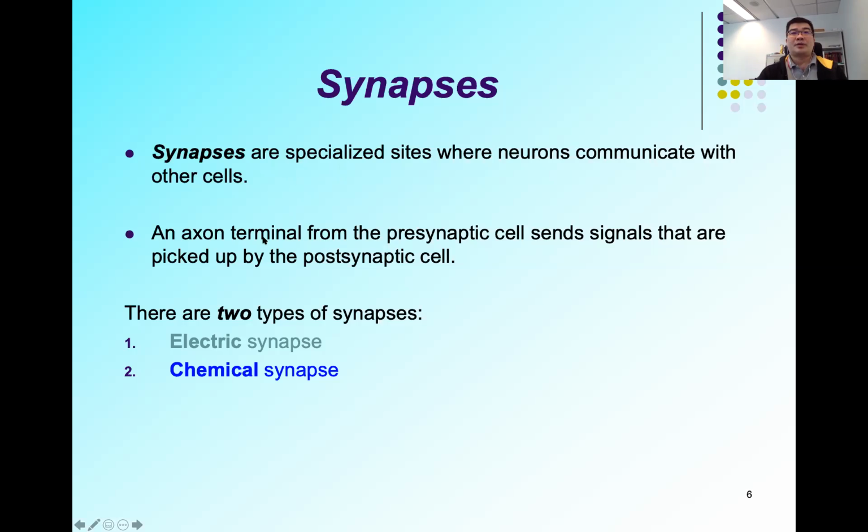Now, there's an axon terminal from the presynaptic cell, which will send the signals that are picked up by the postsynaptic cell. Okay, presynaptic cell and then postsynaptic cell. We'll look at those in more detail. There are basically two types of synapses. The first one is the electrical synapse. The second one is the chemical synapse.